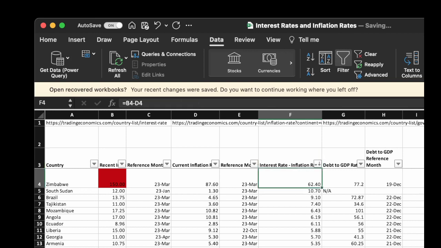So Zimbabwe is 62.4 to the positive. Then South Sudan is 10.7. Brazil at 9.1. Tajikistan is 7.4. Mozambique is 6.43. Angola 6.19. Ecuador 6.11. Liberia 5.88. Georgia 5.7. Armenia 5.35. Bahrain 4.64.